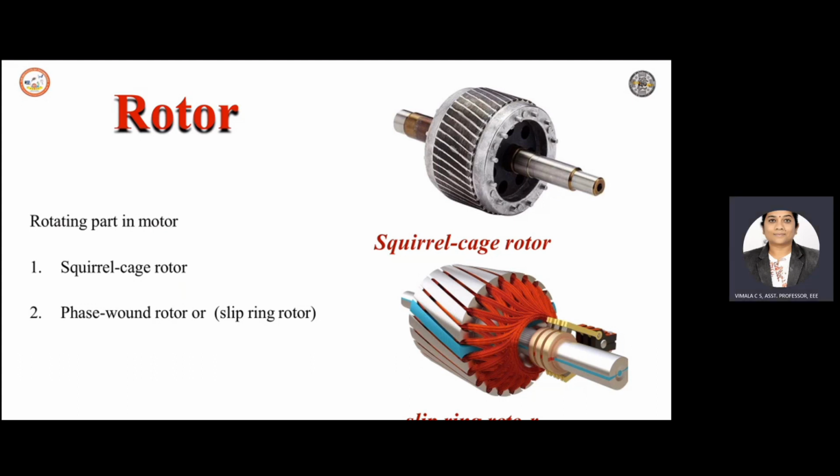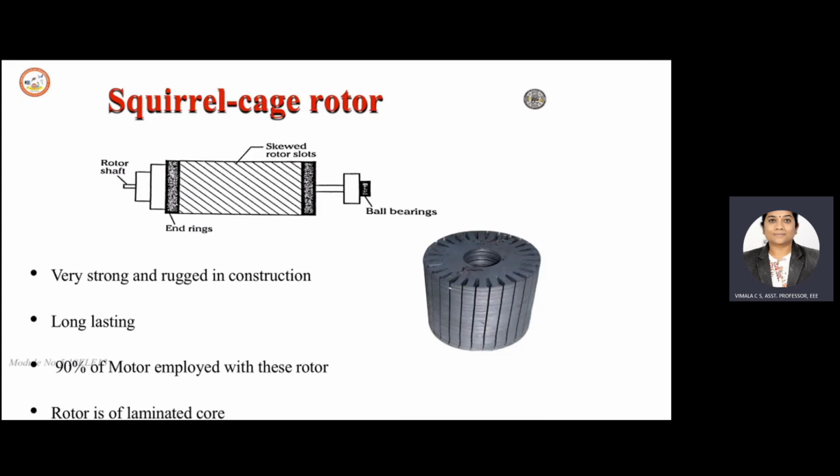When you come to the rotor, there are two types of rotor construction in induction motors. One is the squirrel cage rotor, and another one is the phase wound or slip ring rotor. Normally we come up with the squirrel cage motor. The comparison will be discussed later. So let us go with the construction of the squirrel cage rotor.